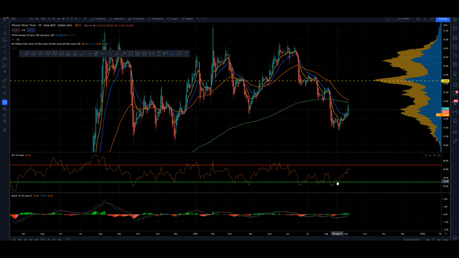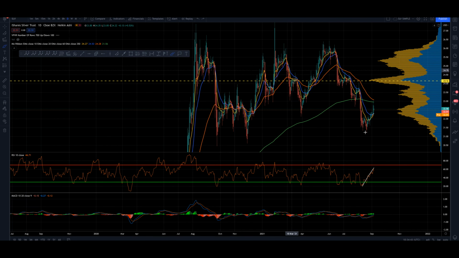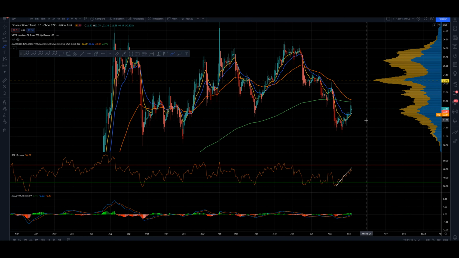RSI moving back into neutral territory, not at overbought yet, but we have had a significant run in the RSI from oversold conditions for a very small move in price. I say small relative to these huge swings we've been through over the last few months. It's still a significant move on its own.